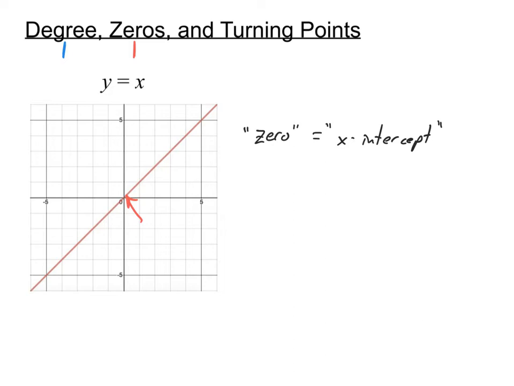And then how many turning points are there? Well, you'll notice that since this one is a line, it is always increasing. It never flattens out. It never hits horizontal. Therefore, there are no turning points on this particular graph. So degree one had one zero and no turning points.